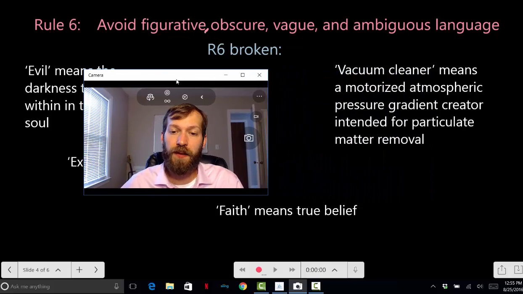Or the word faith means true belief. Well, what do you mean? Does faith mean that you truly believe, that you really do believe what you're talking about? Notice that's a lot different than a belief that is true. So you can truly believe something and it be false. Whereas you could have a true belief even if you're kind of doubtful about it, if you have some reservations about it.